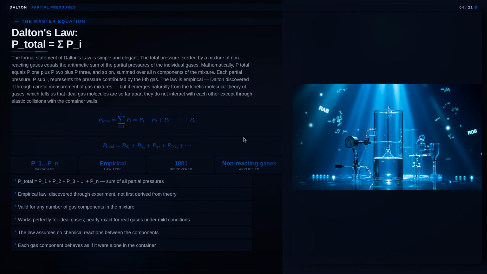The law is empirical, meaning Dalton discovered it through careful measurement of gas mixtures, but it emerges naturally from the kinetic molecular theory of gases. That theory tells us that ideal gas molecules are so far apart that they do not interact with each other except through elastic collisions with the container walls. The Dalton's law equation appears at the top right of the slide for your reference.